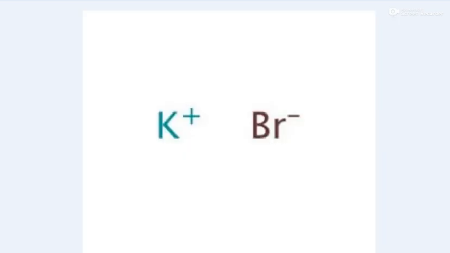Let's see another example, potassium bromide. The valency of potassium is 1 plus and bromine is 1 minus. So you write that on the right side of the atom, that is K plus and Br minus.